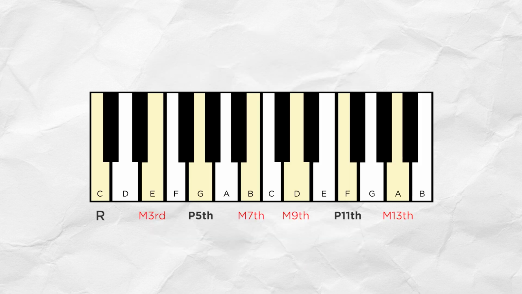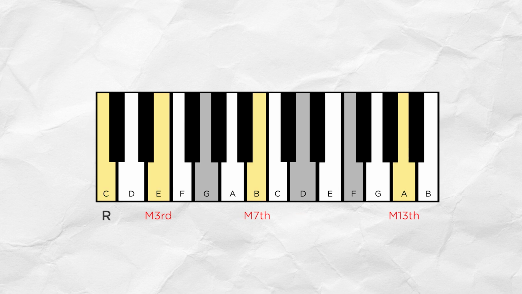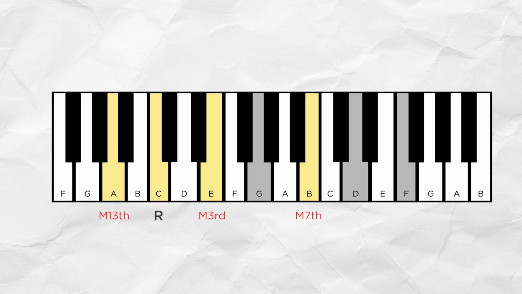Let's start with the case where we removed the 5th, the 9th and the 11th to keep the root, the 3rd, the 7th and the 13th. If we move the 13th down an octave and consider it our new root note, then the old root note becomes the 3rd, the 3rd becomes the 5th and the 7th becomes the 9th. So that's a triad with the 9th added. That's an add 9 chord.